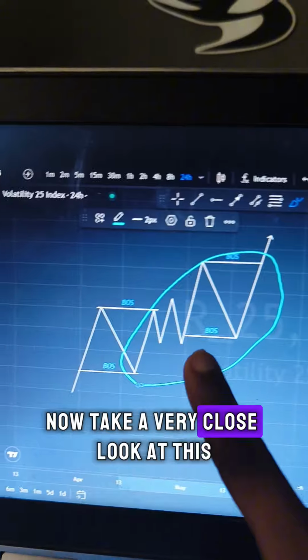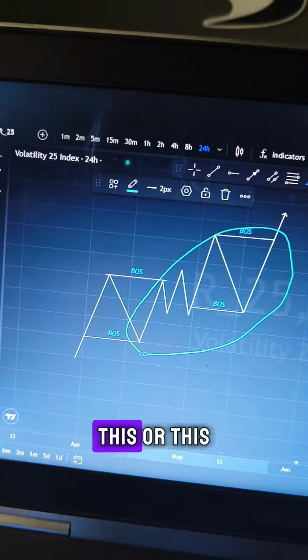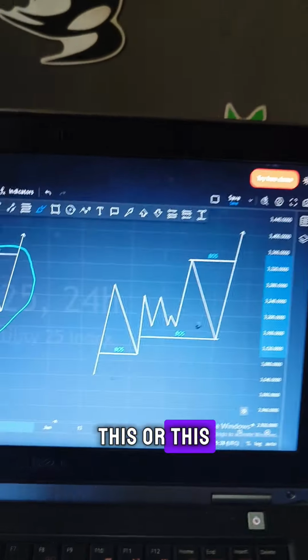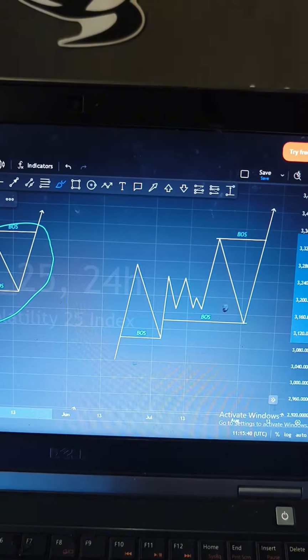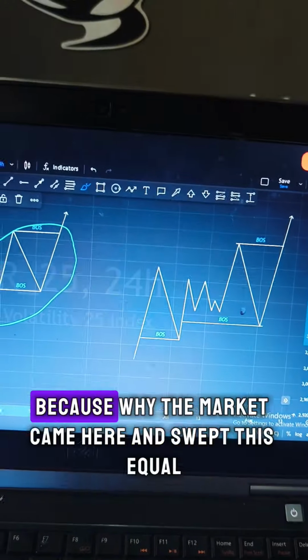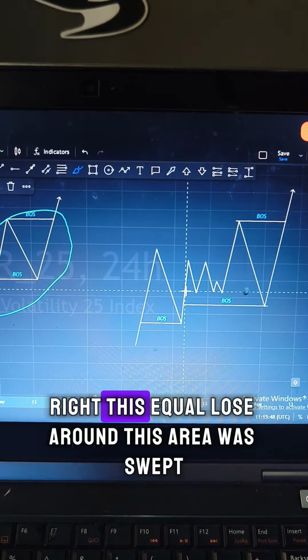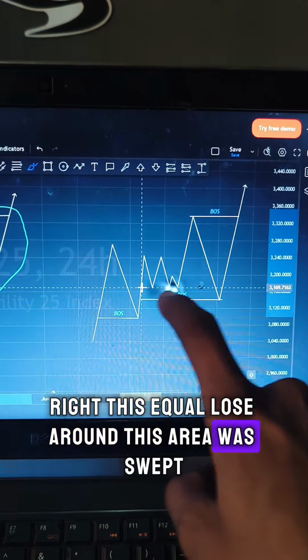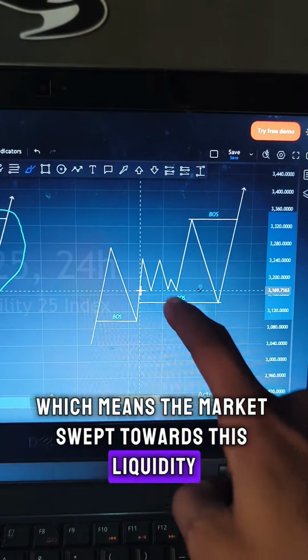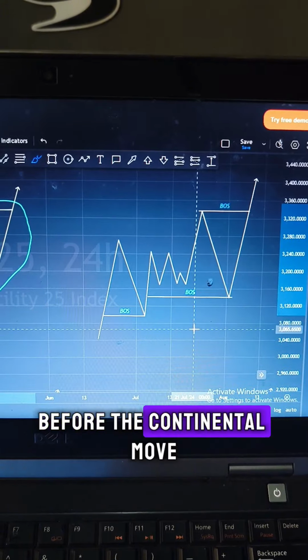Now, take a very close look at this. Now, take a closer look at this. Which one is valid? This or this? If you went for this one, you are wrong. If you went for this one, you are correct. Because why? The market came here and swept this equal low, right? This equal lows around this area was swept, which means the market swept what? This liquidity before the continuation move.